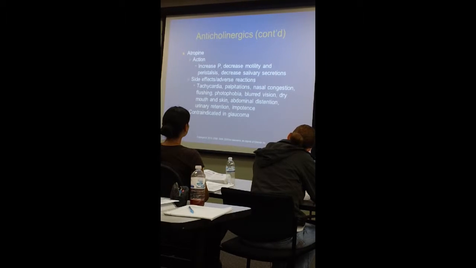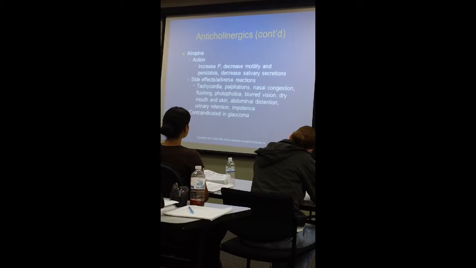As you see in medication here, we have atropine, which increases the pulse, decreases motility and peristalsis. That's why you can see that medication is used in anti-diarrheals. You have diarrhea, okay, we want to slow down peristalsis. We may increase the pulse rate a little bit, but we're going to decrease the gut. And then that allows that organ system to actually relax. The side effects and adverse reactions are what you see there.